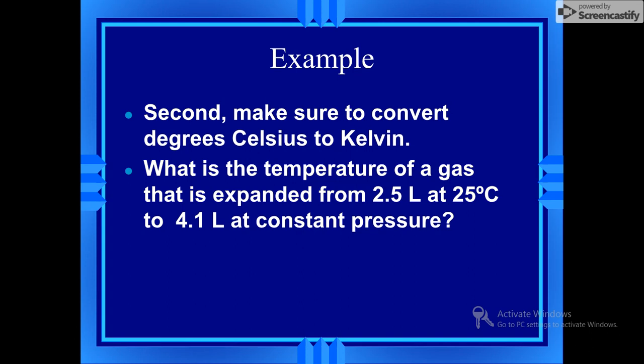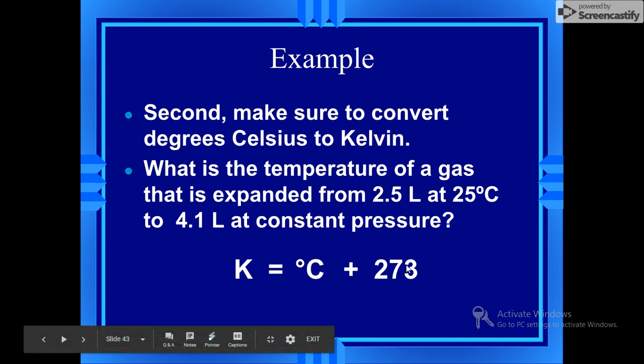Then remember, when we're dealing with Charles' law in this class, we want to make sure that our temperature is always measured in Kelvin. Our temperature in this problem was given to us in Celsius, so we have to turn it into Kelvin. Do you guys remember how to do that? Right. To get Kelvin, you take whatever the temperature is in Celsius and add 273 to it.